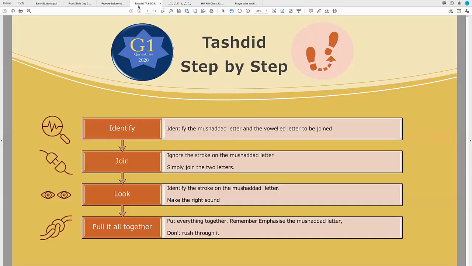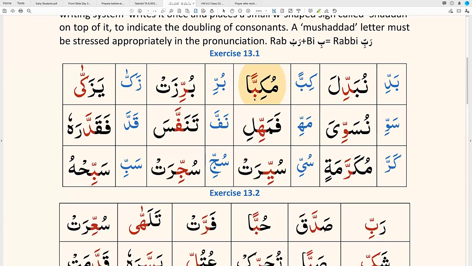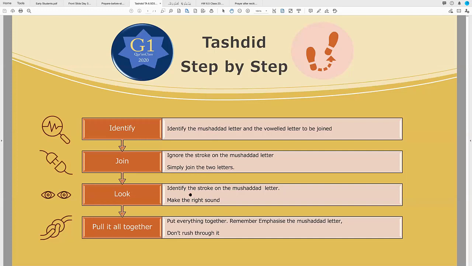Now, the simple steps are, first of all, you need to identify the mushaddad letter and the vowel letter that are going to be joined. Once you've done that, you ignore the stroke on the mushaddad letter and you join the 2 letters. So, in this word here, you will identify that ba is the mushaddad letter. It's going to join with this kaf, with the kasra. You're going to ignore the stroke on top of the mushaddad letter. You are going to make the simple join. Once you've made that simple join, then you look at the stroke on the mushaddad letter and you make the right sound.